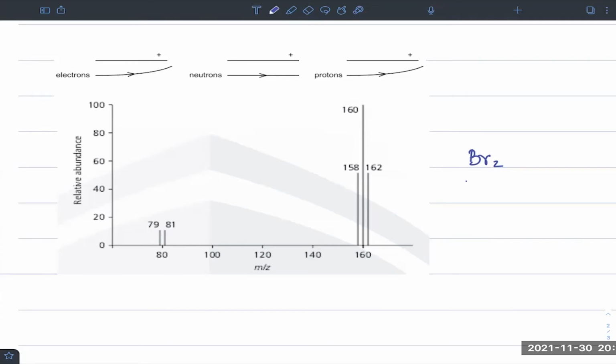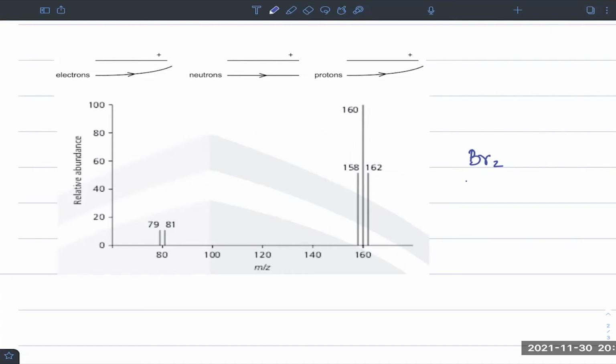So definitely something is responsible for the peak at 79. Something else might be responsible for 81. So which species are responsible for these peaks? Because we just had bromine molecules. Sir, what do you mean by species? Species is any particle that is responsible for this. Atoms, ions, radicals. What are we talking about?